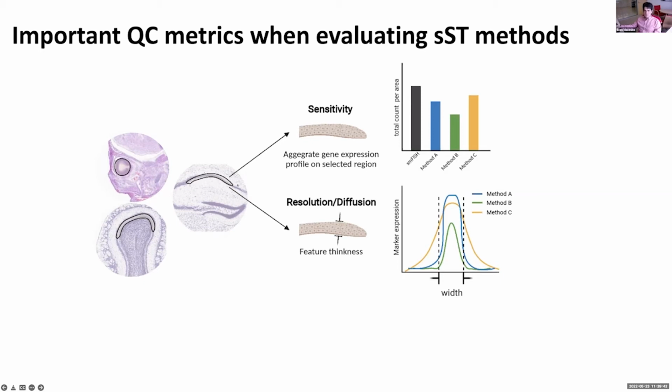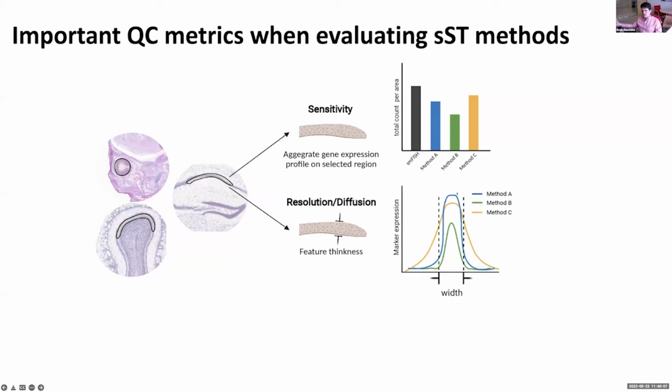And then for the resolution, which is the other major parameter of these technologies, we can look at this individual feature and quantify for individual genes, or for an aggregate of all genes, just number of transcripts. We can quantify the thickness of this feature as a way of ascertaining whether diffusion has occurred across this feature.